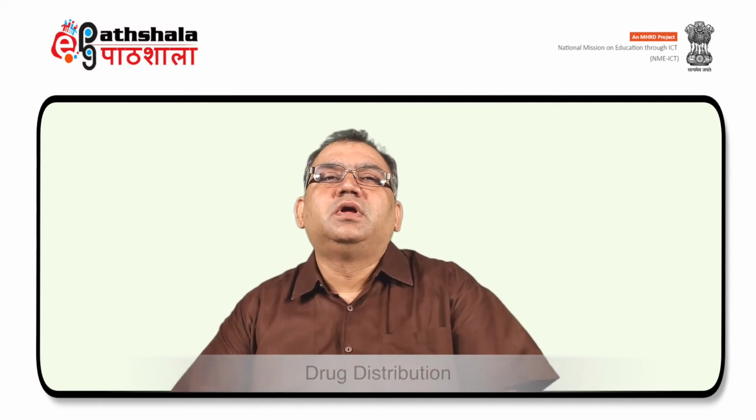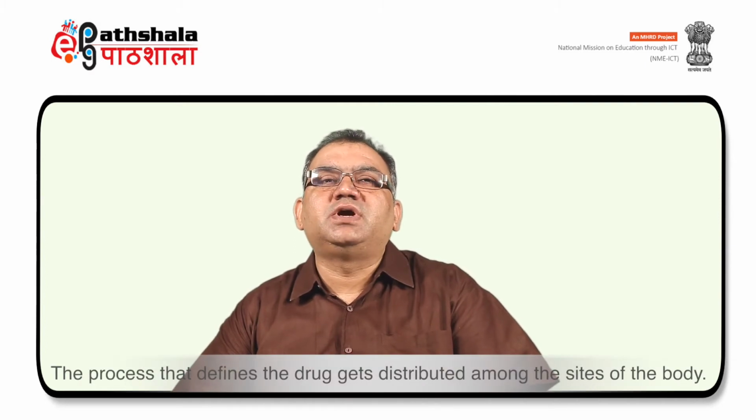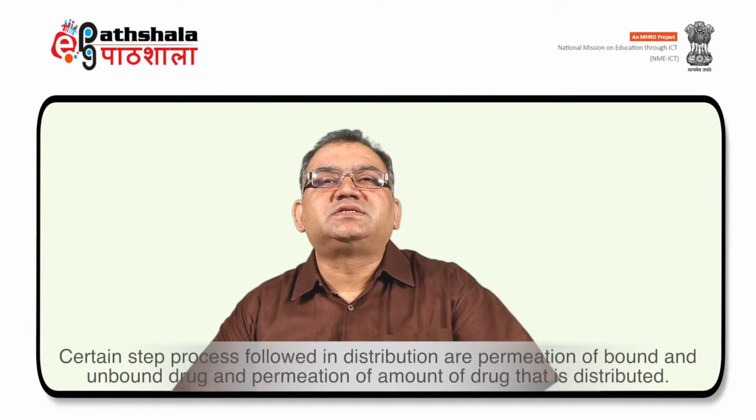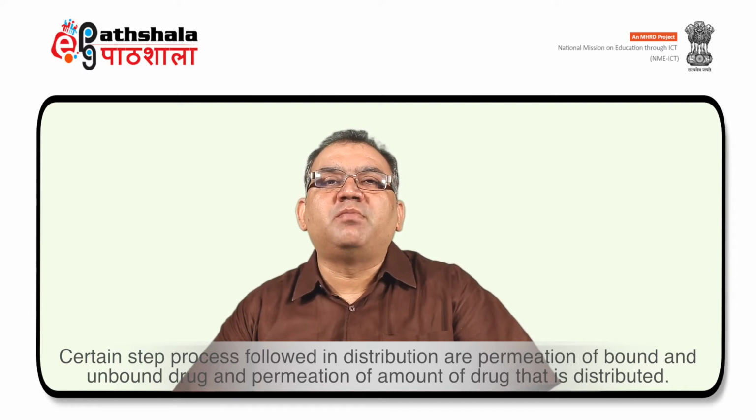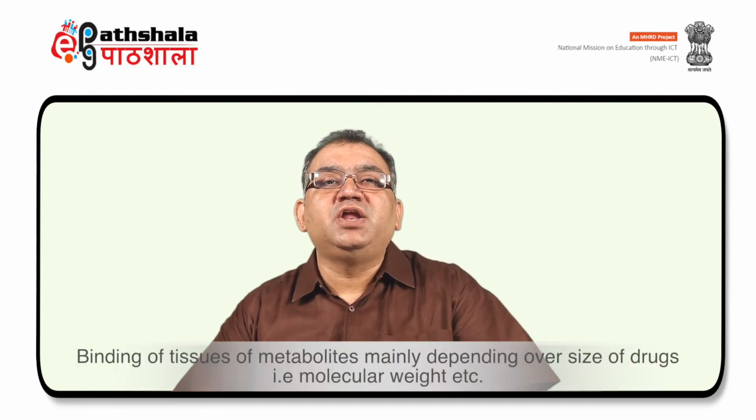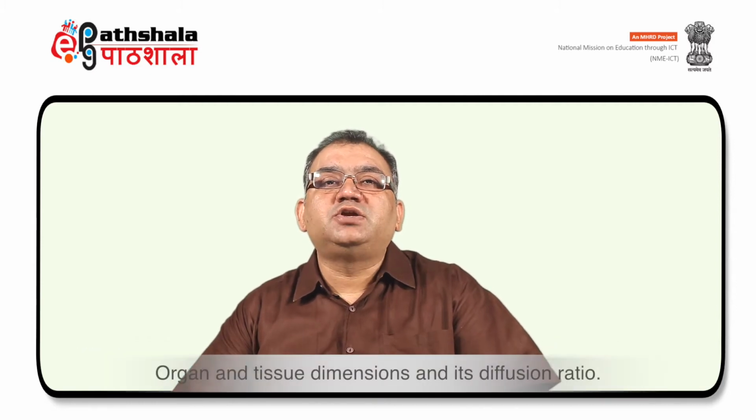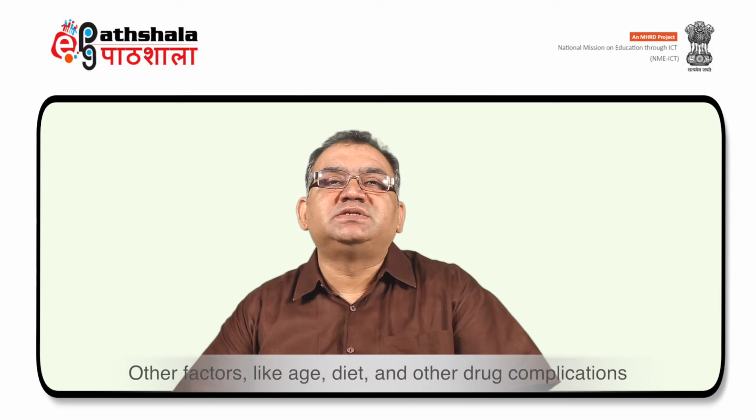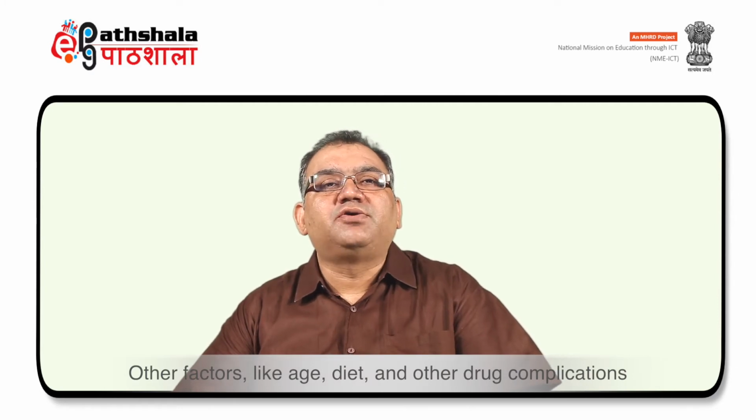Now coming to drug distribution, the process that defines how the drug gets distributed among the sites of the body. In the coming figure, we are going to see how drugs are distributed. The steps followed in distribution are permeation of bound and unbound drug and permeation of the amount of drug that is distributed. The other parameters which affect such distribution are as follows. Number one is the binding to tissues or metabolites, mainly depending on the size of the drug, and the size of the drug means its molecular weight. Then organ and tissue dimensions and diffusion ratio, tissue compartments, and other miscellaneous factors like age, diet, and other drug complications.